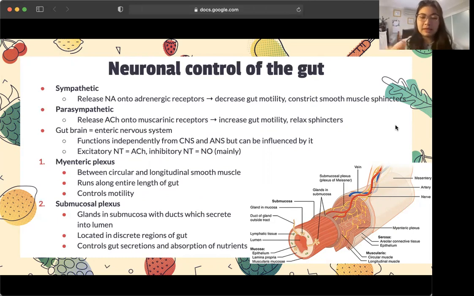And so they're named really aptly, so that we can remember where they lie. Myenteric plexus, muscle; submucosal plexus, submucosa. So if we remember where they are, we will remember what they do.